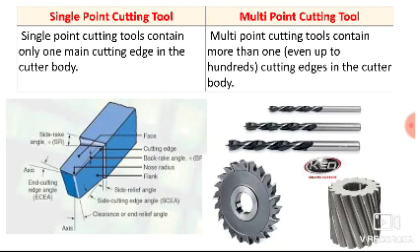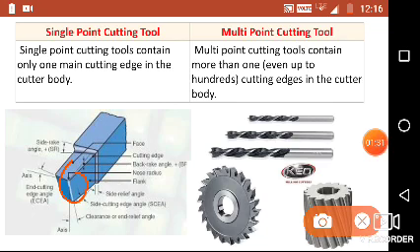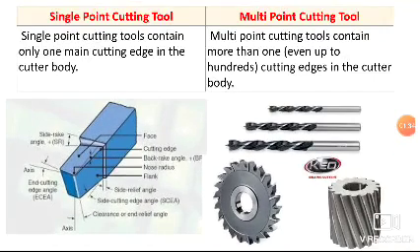The very first difference between single point cutting tool and multi-point cutting tool is that a single point cutting tool contains only one main cutting edge in the cutter body. Here you can see the diagram of single point cutting tool on the left hand side, and the cutting action takes place with the help of the nose only. This portion is known as the nose of the cutting tool, and the cutting action takes place due to this portion only. So the single point cutting tool contains only one point through which the cutting action takes place.